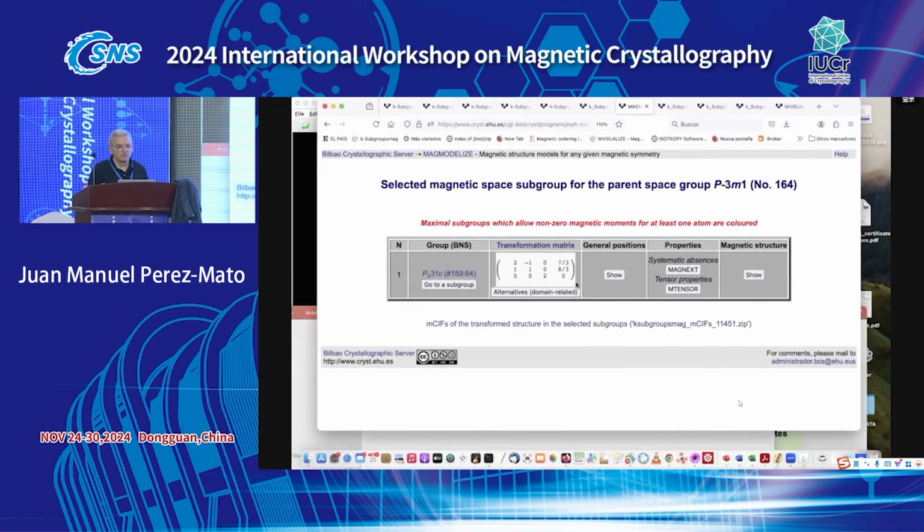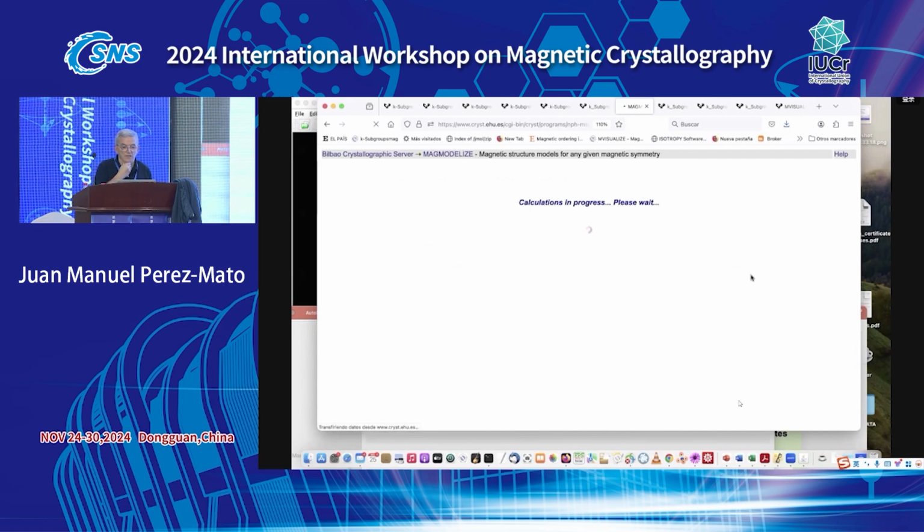So this is the output similar to the program MaxMan, where you have this, and now you can click here to go to MagNest, which is a program to go into systematic absences, or to M-tensor, and so on. Here it lists the positions of the group, but for us, the important thing is here to go to the magnetic structure and to see how it looks.